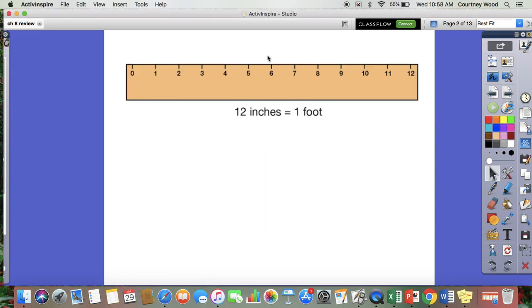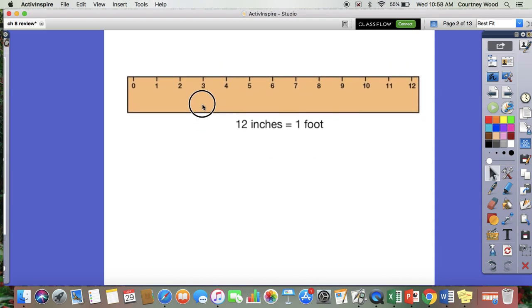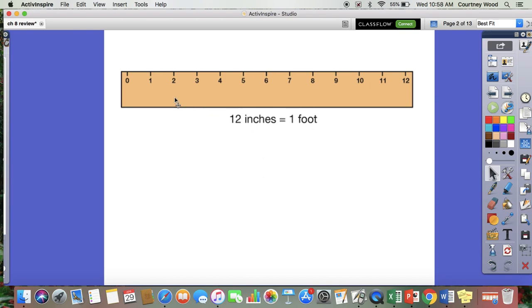So, we are talking about length. We've used inches and we've talked about feet too. So remember, this is our inch ruler. And here's 1, 2, 3, 4, 5, 6, 7, 8, 9, 10, 11, 12 inches. Now remember, 12 inches equals 1 foot. 12 inches equals 1 foot.